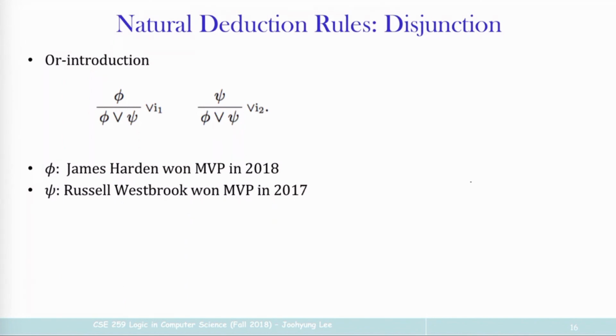Introduction is actually easy. If you know phi is true, then you can derive phi or psi is true. Or if you know psi is true, then you can derive phi or psi is true. So here I have two examples. James Harden won MVP in 2018. If you know this, you can derive phi or psi. It should be easier, right?